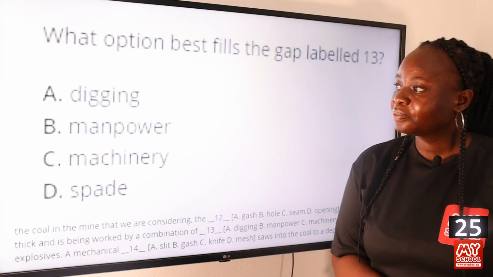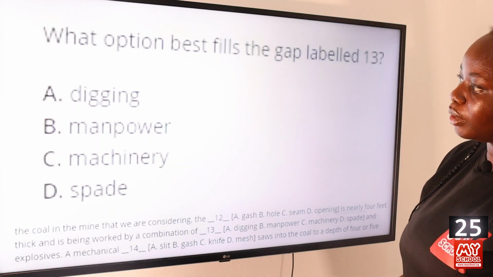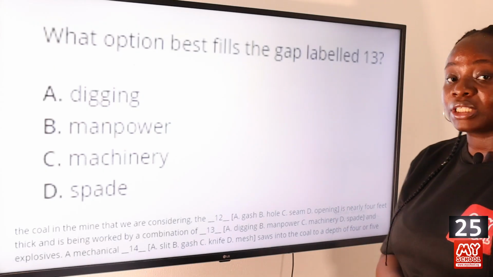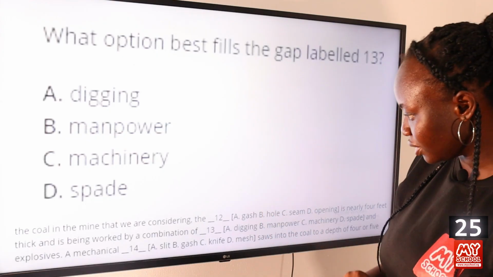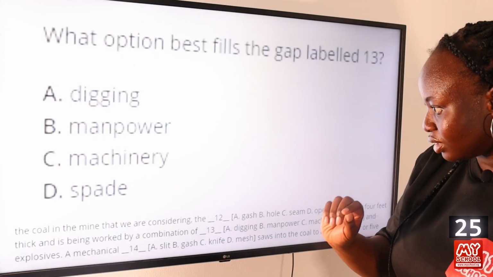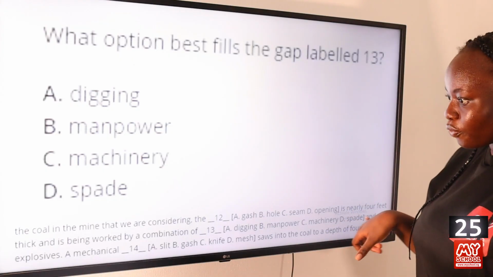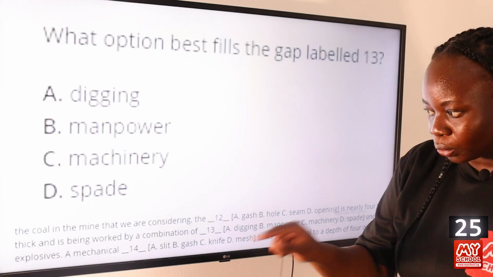Question 25. What option best fills the gap labeled 13? A, digging, B, manpower, C, machinery, D, speed. The answer to this question is option A, digging. Again, we have to look at the passage to see what best fits into that gap. So it says the coal in the mine that we are considering, the hole is nearly 4 feet thick and is being worked by a combination of dash and explosives.